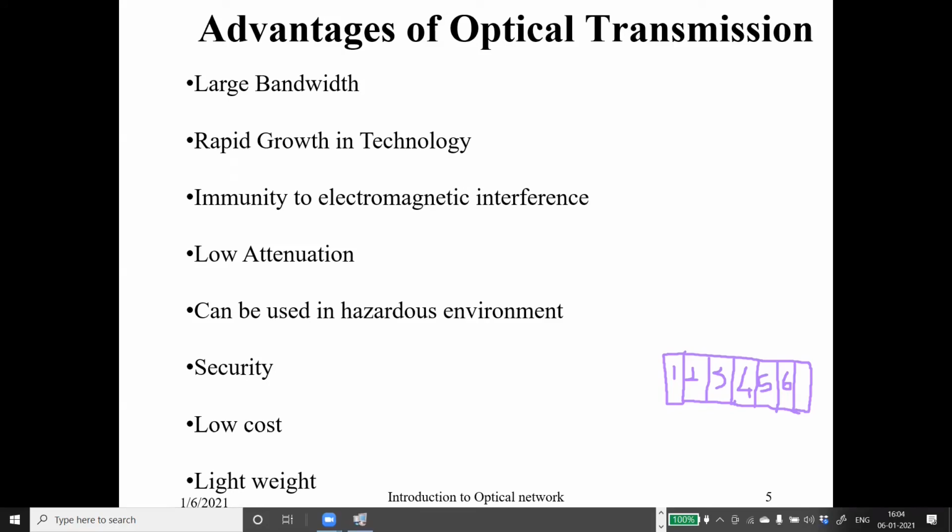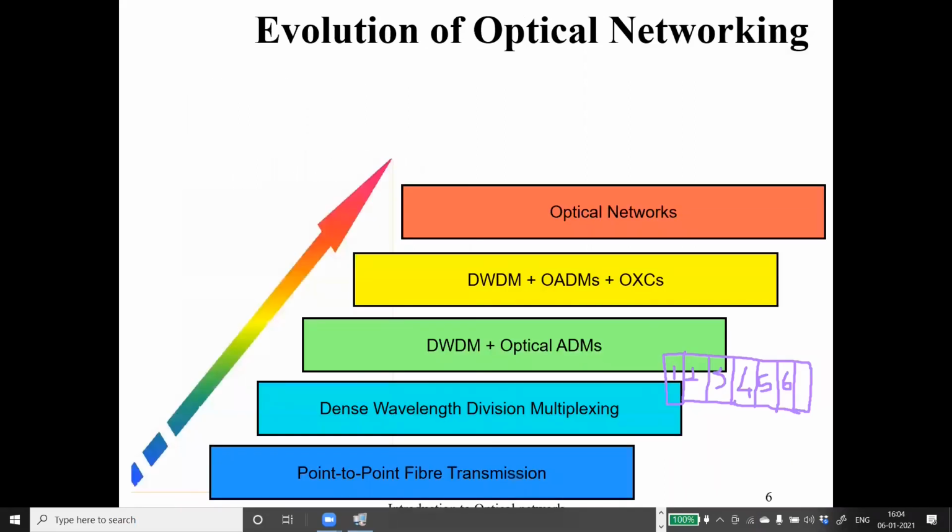It is low cost because fiber glass is being used, it is lightweight, and the optical network has evolved from point to point to the present system consisting of wave division multiplexing along with all optical network components like add drop multiplexers and cross connects, which help to do switching and routing in the network.